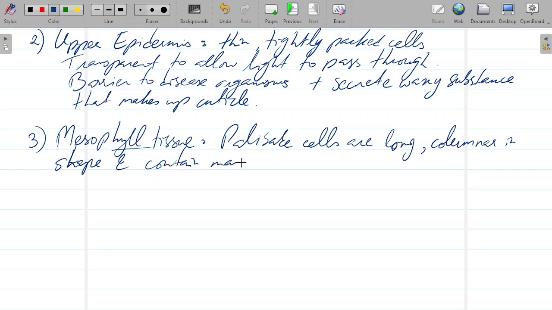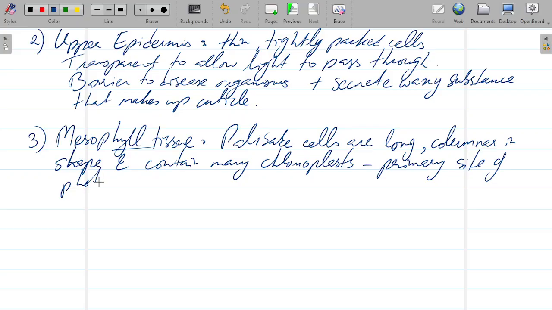They contain many chloroplasts, and they are the primary site of photosynthesis. Right, so you know what chloroplasts are. They contain chlorophyll, which is a green colored pigment, right?